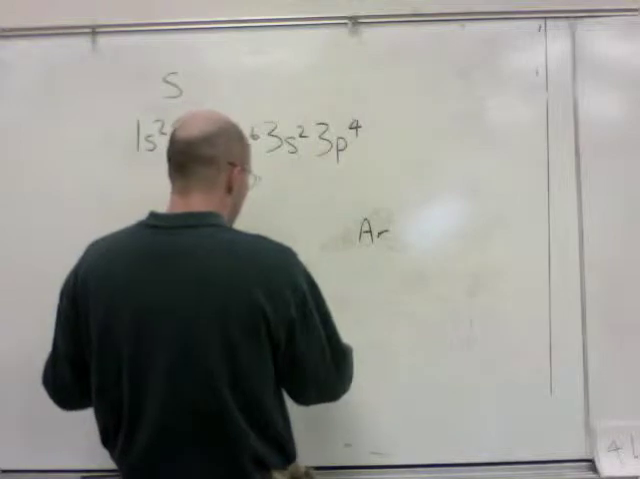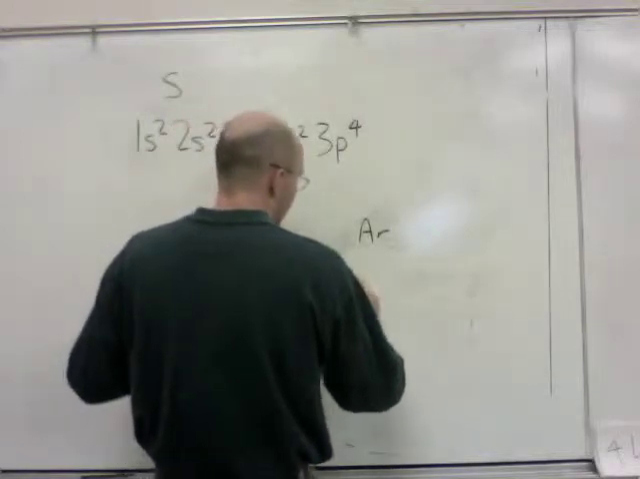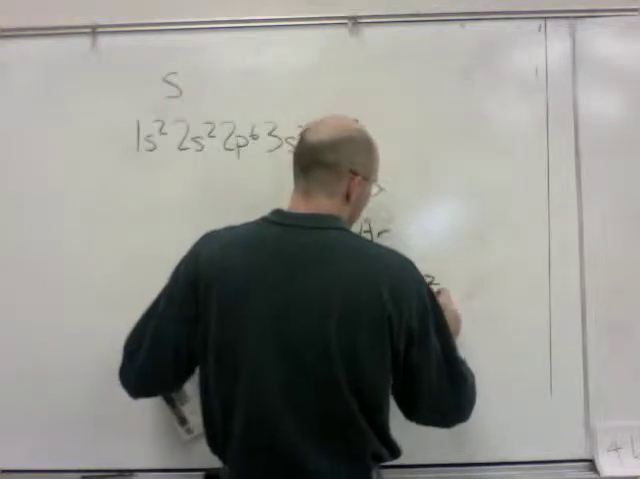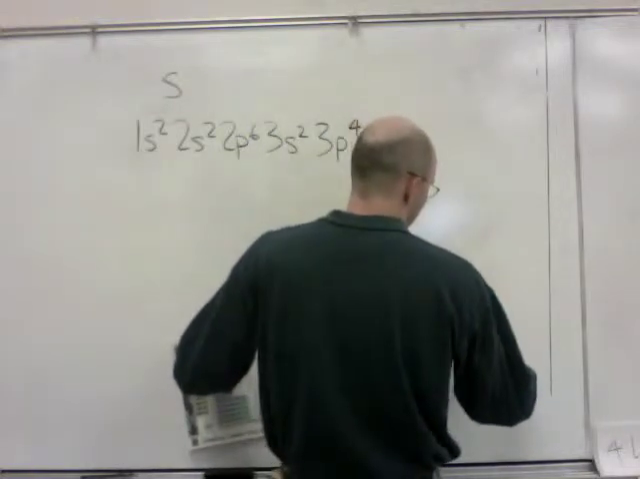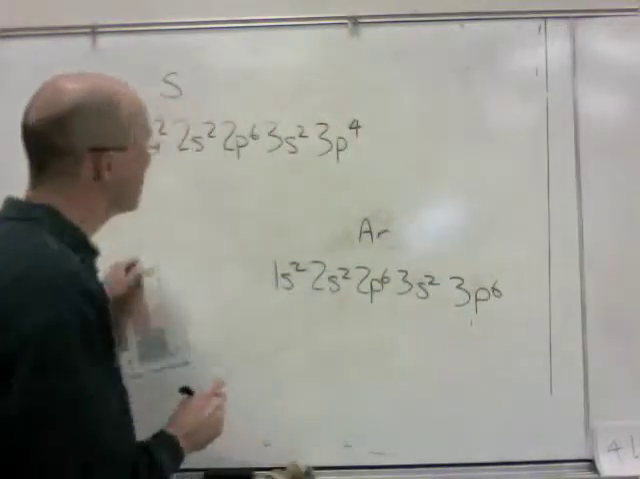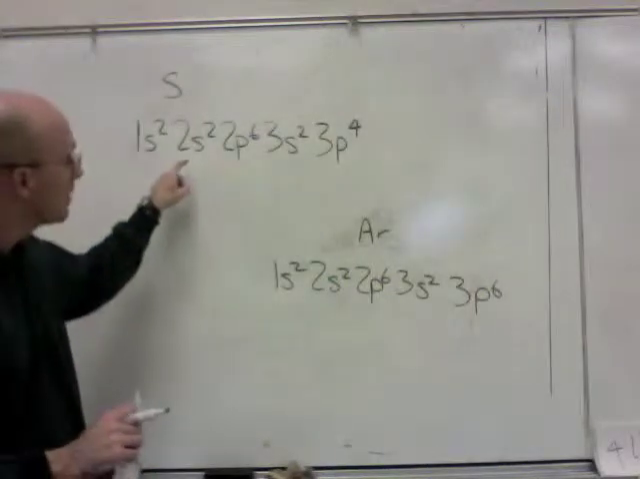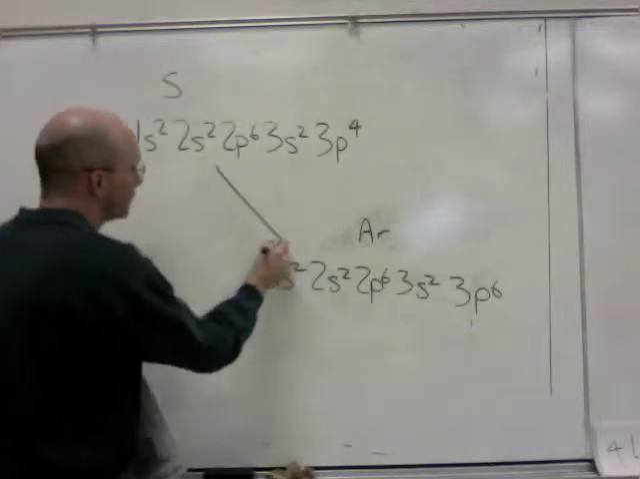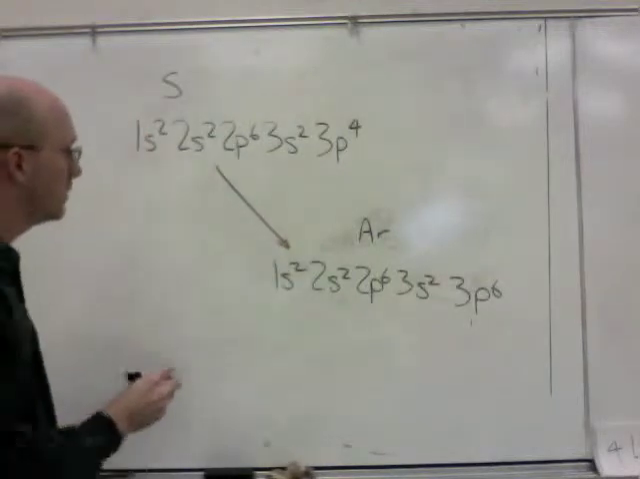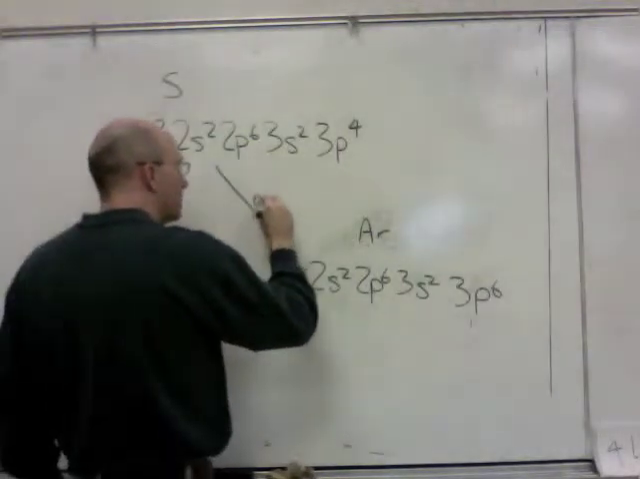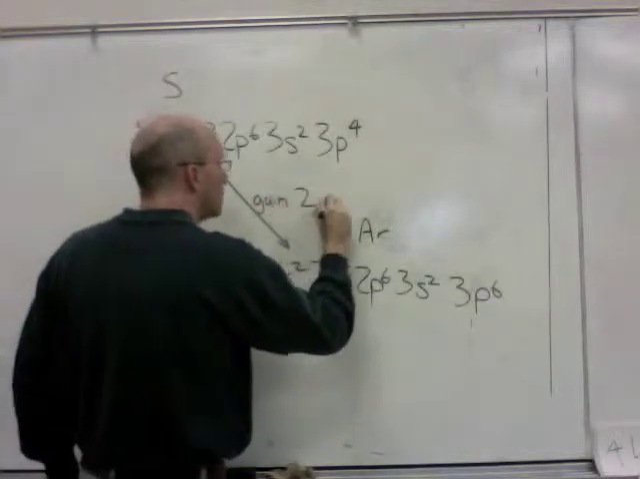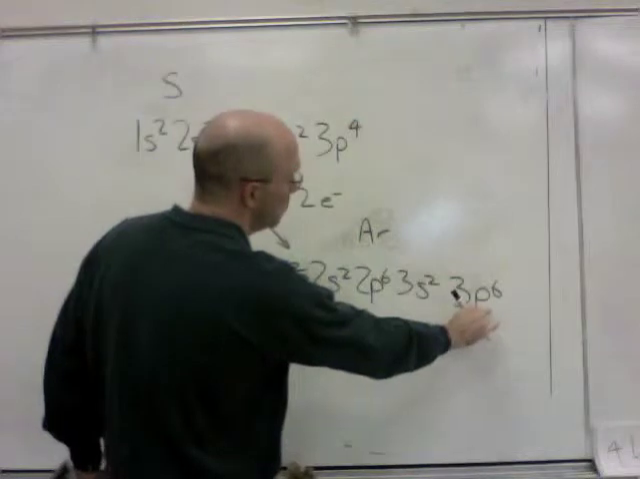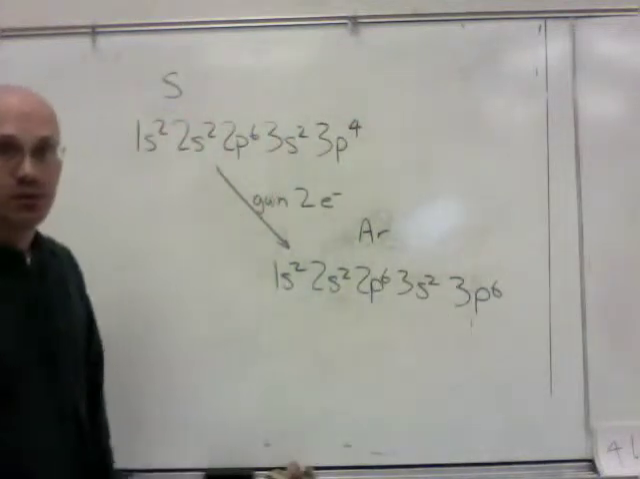It's 1s2, 2s2, 2p6, 3s2, 3p6. Okay, so here's the question. How does this get to here? This would involve, it would have to gain 2 electrons. If it's currently at 3p4, it's got to pick up 2 more electrons to get to 3p6.